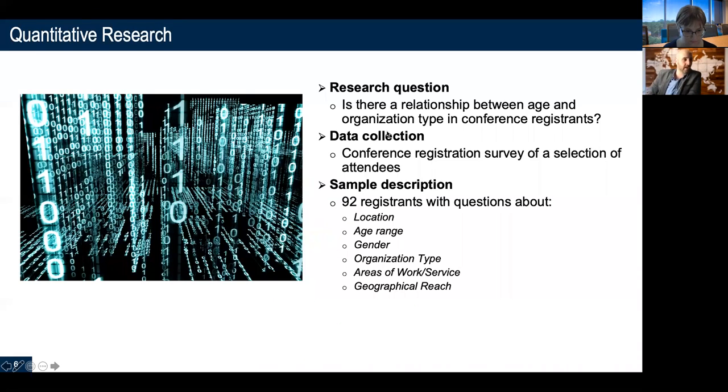For the sample here, we're looking at 92 registrants. We have some questions about location, the services that you provide, where you reach, the age range, gender, and organization type.